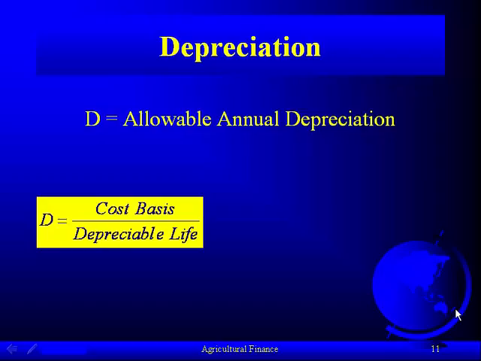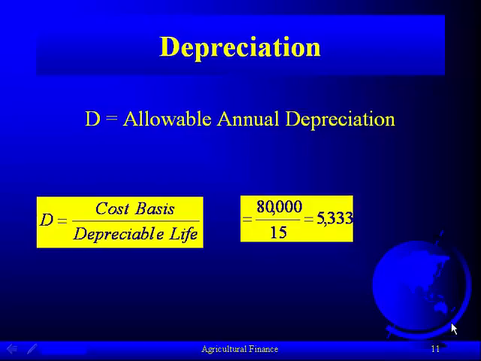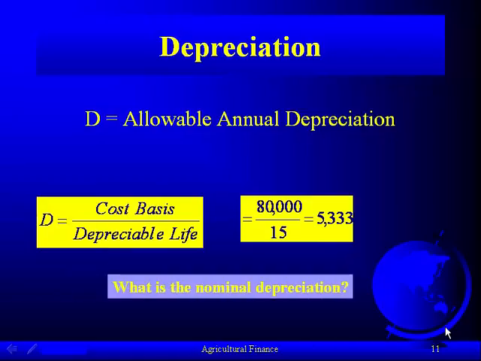So the cost basis was $80,000. In the problem set again, it says that you can depreciate the irrigation system over 15 years. So this farmer then can claim or deduct $5,333 from his taxable income every year. And if you deduct that from your taxable income, there's a tax savings. And that tax savings we'll talk about in a minute.